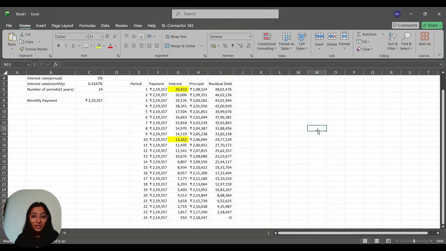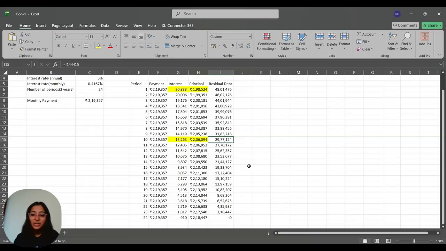And the principal amount from here till here rises from 1,98,000 to 2,06,000. So the outstanding balance is almost roughly around 30 lakhs. So in 10 months only, we have already paid 20 lakhs rupees. So halfway through the timeline, we have paid much more principal than interest.